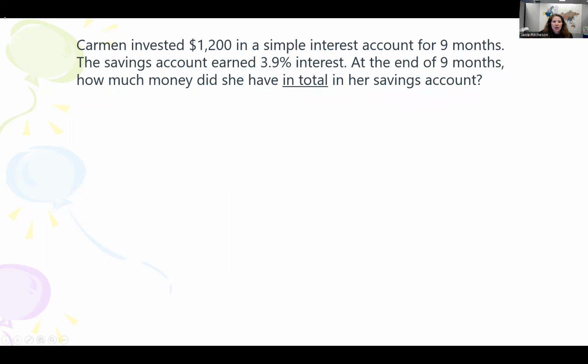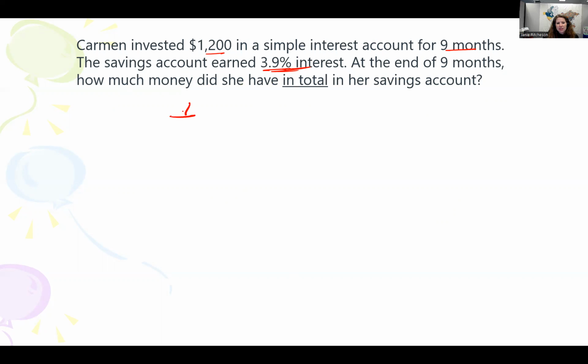All right. Carmen invested $1,200 in a simple interest account for 9 months. This is her investment. The total earned was 3.9% interest. Oh, that was the percentage, okay? At the end of 9 months, how much money did she have in her account total?